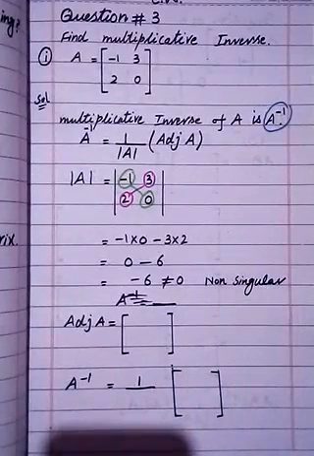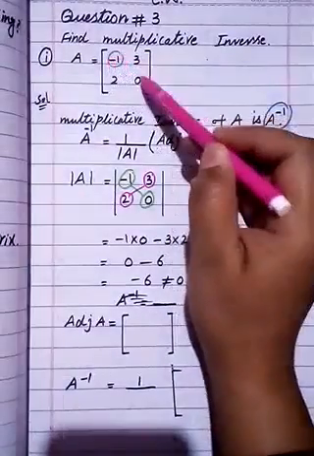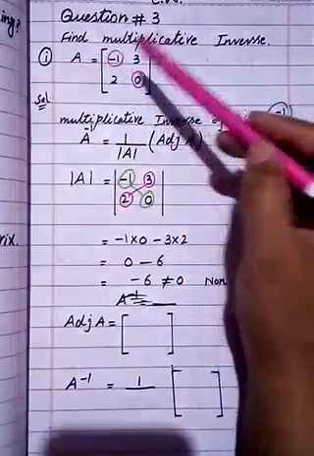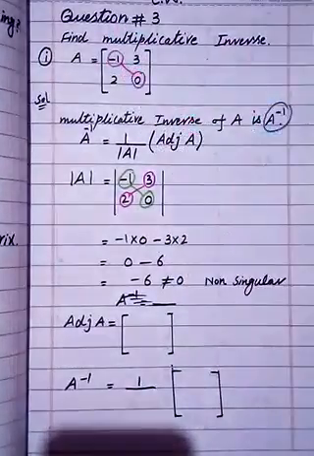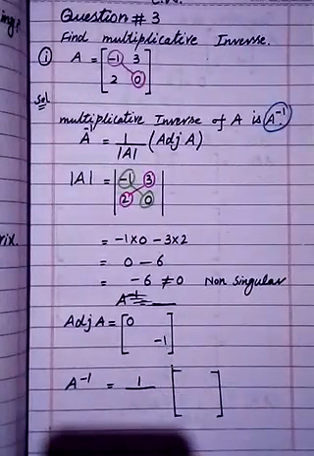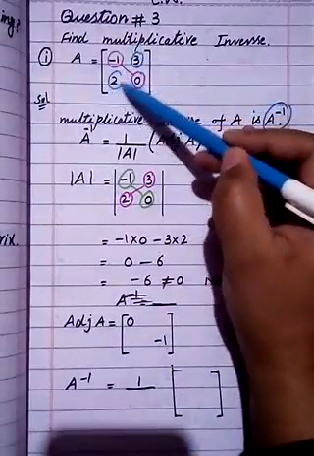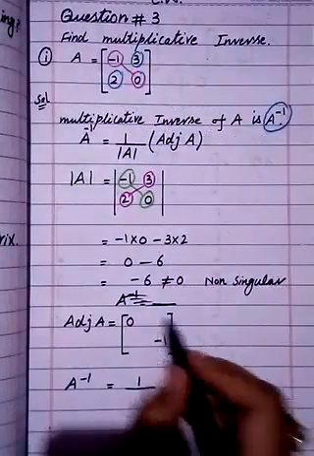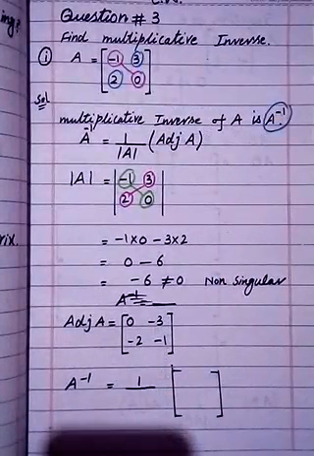Now, adjoint A. What is adjoint? Let's see. You have to change the place of first and fourth entry. Now, you can write here 0 and minus 1. Now, you have to change the sign of second and third entry. It is known as adjoint.